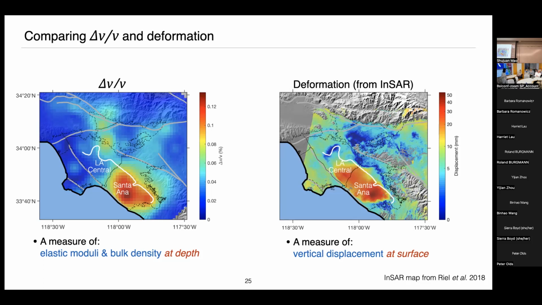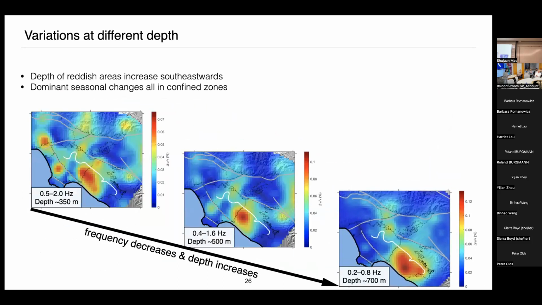The reason for this difference is that, as Richard just suggested, this delta V over V map is measured within one frequency band. One unique ability of our seismological observation is that seismic waves of different frequency bands probe the underground structures at different depths. So if we measure at different depths, from left to right or top to bottom, using decreasing frequency bands corresponding to deeper and deeper depths below the surface, you can see that from shallower to deeper depths, the reddish portion seems to migrate southeastwards from LA Central Basin to eventually Santa Ana Basin, indicating that the dominant seasonal changes migrate southeastwards. Also, consistently across different depths, all these dominant changes are concentrated on the confined side.